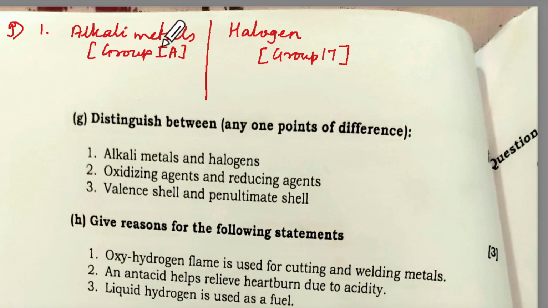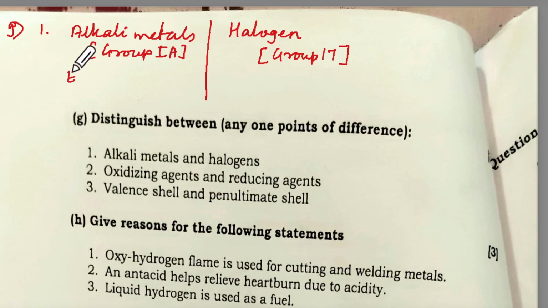Okay, but please don't write alkali metals are metals and halogens are non-metals. You will not get marks. But ma'am, it is a metal. Though they are telling you it's a metal. Okay, did you understand? Don't write a silly excuse.